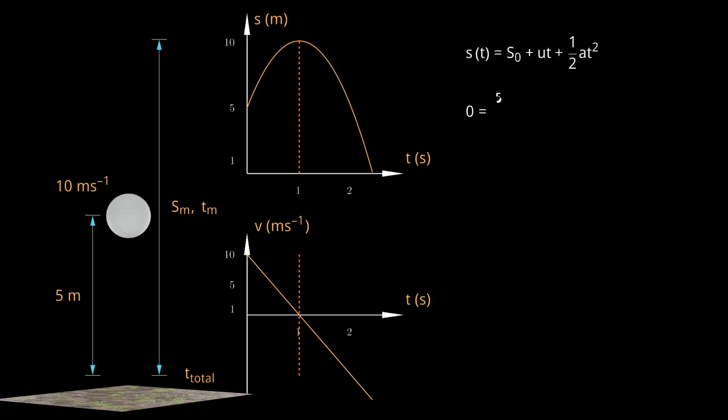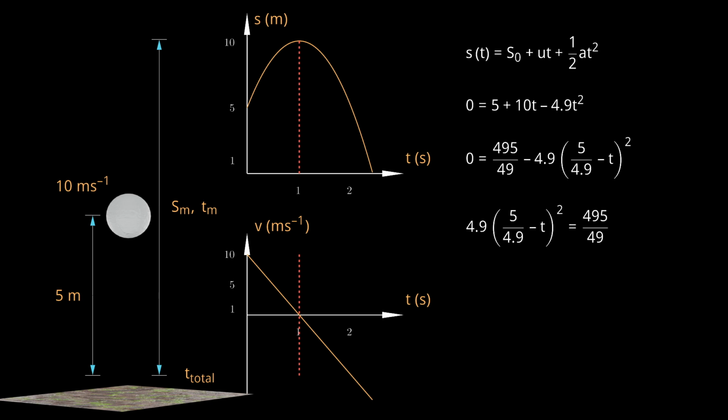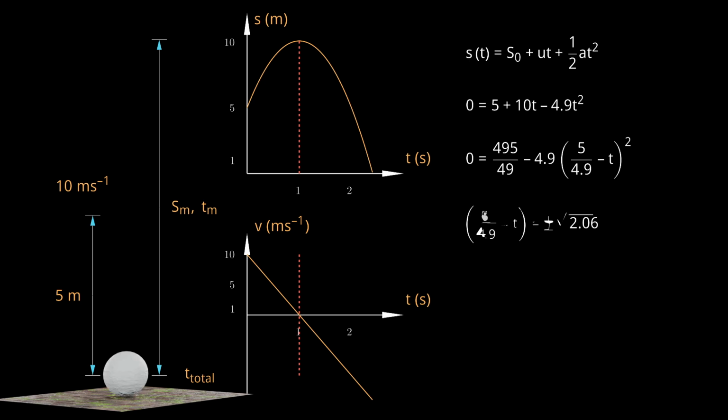We can substitute the initial position, initial velocity, and gravitational acceleration into the displacement equation to determine the flight time. Since this results in a quadratic equation in time, solving it will yield two possible values for time. We disregard the negative value, as it is not physically meaningful.